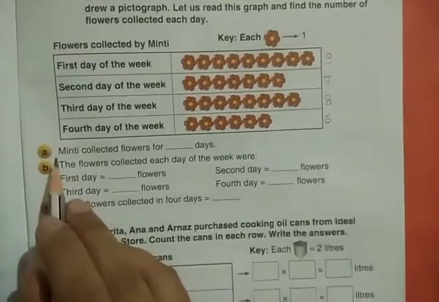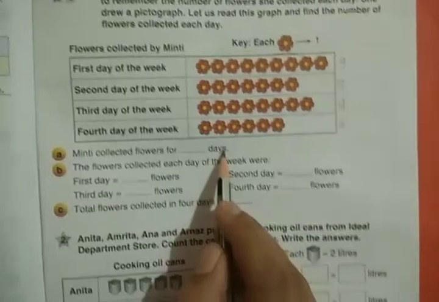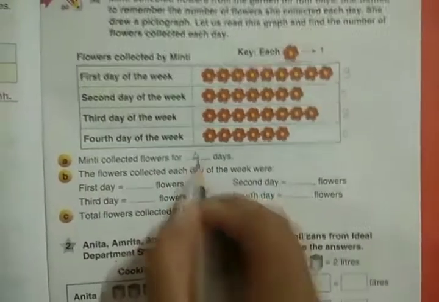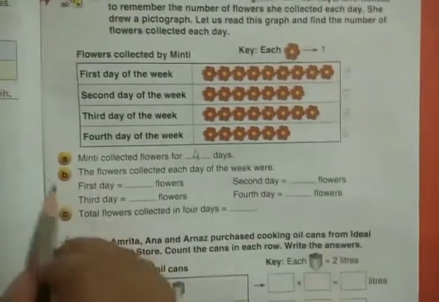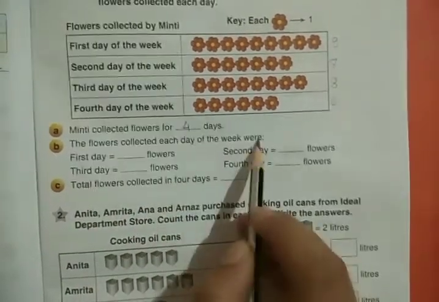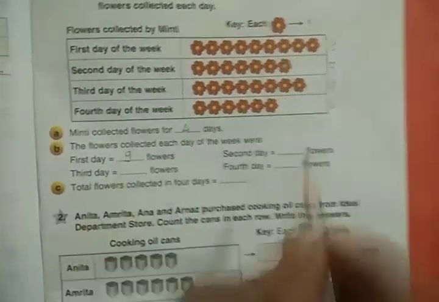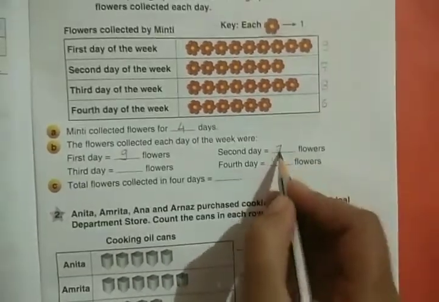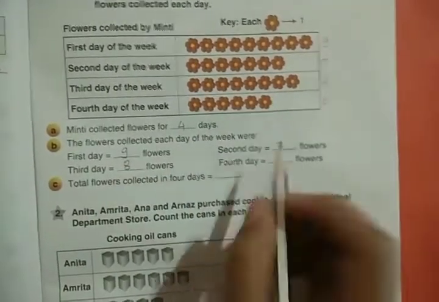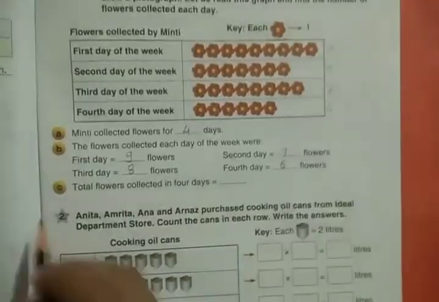Now let's answer these questions. Minty collected flowers for dash days. How many days? She has collected flowers for 4 days. Now the second question is, the flowers collected each day of the week were: first day, how many flowers has she collected? 9. Second day, 7 flowers. Third day, 8 flowers. And fourth day, 6 flowers. Write the answers like this.